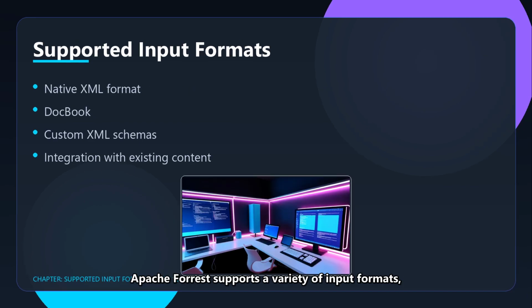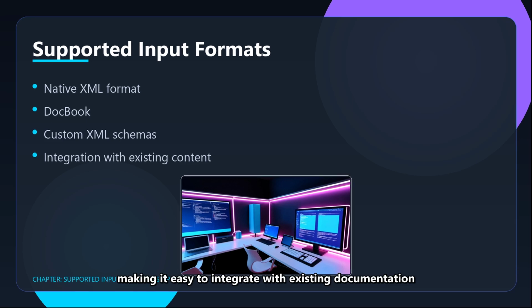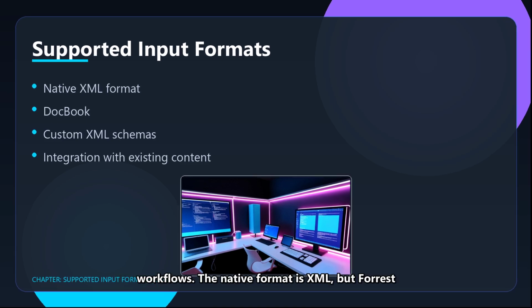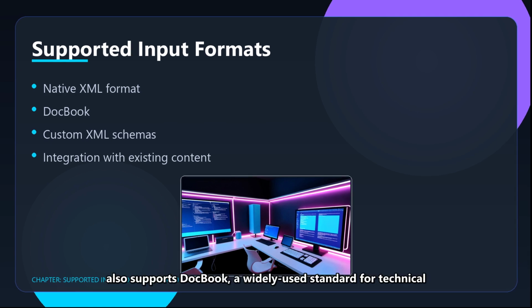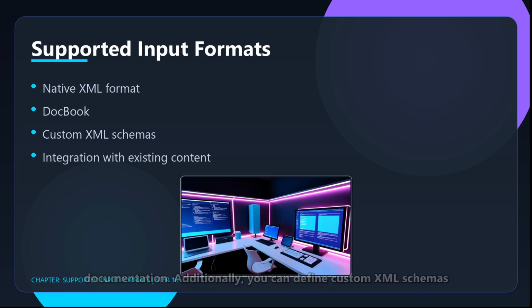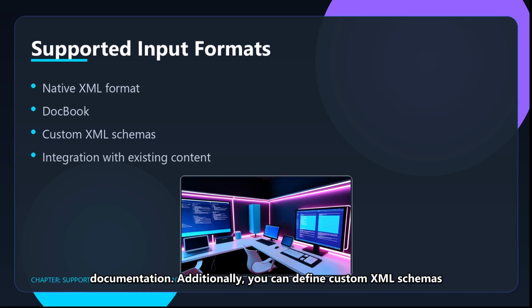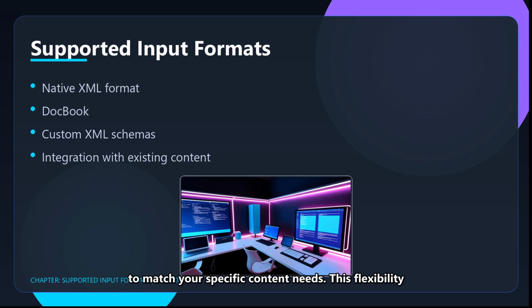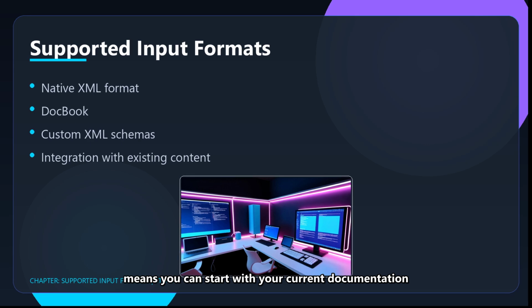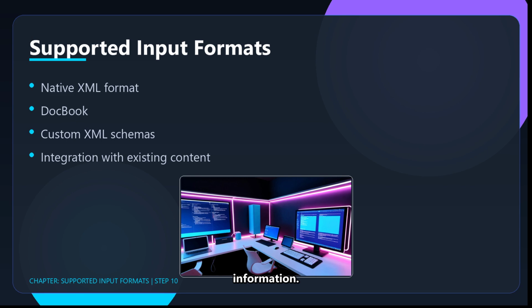Apache Forrest supports a variety of input formats, making it easy to integrate with existing documentation workflows. The native format is XML, but Forrest also supports DocBook, a widely used standard for technical documentation. Additionally, you can define custom XML schemas to match your specific content needs. This flexibility means you can start with your current documentation and gradually migrate to Forrest without losing any information.